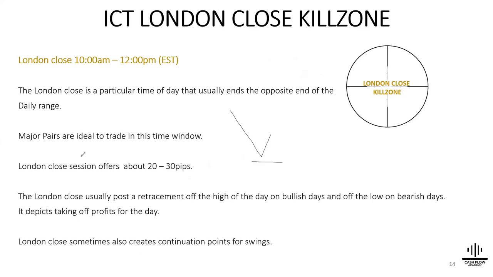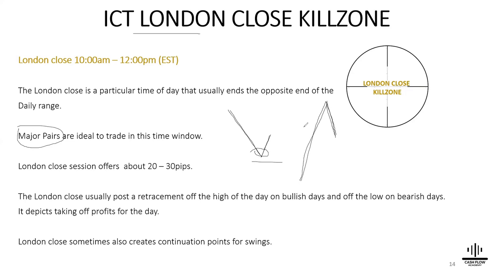And then another thing again we could also see from here is that major pairs are ideal to trade in this time window. And usually why you see a contrarian move against the move of the day is because that is where people are taking profit. So if the day was a buying day, London close will post a retracement into the range, because why? The trades that were taken for that day, many are taking their profit, which will show a retracement downwards.